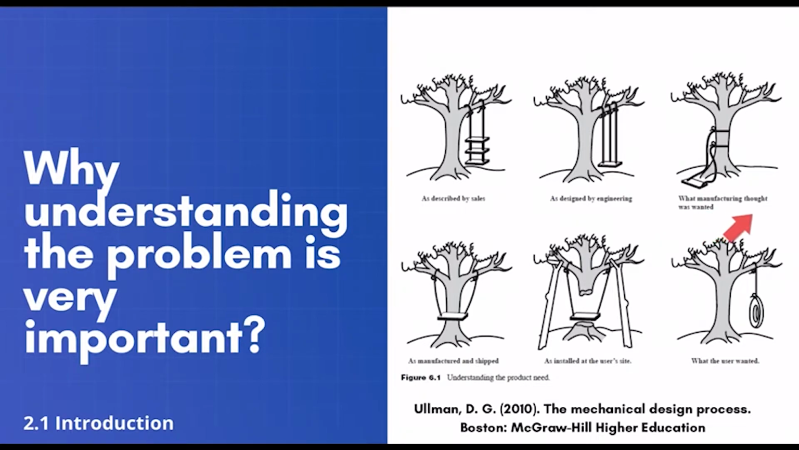And then let's say another one by the manufacturing department. So the swing chair is not a swing chair anymore, because maybe it is simpler to produce the swing chair like this. So this is the reason why understanding the problem is very important. It means every person or department or individual has their own imagination, their own idea or thought about that problem. So we must fully understand what is the real problem.